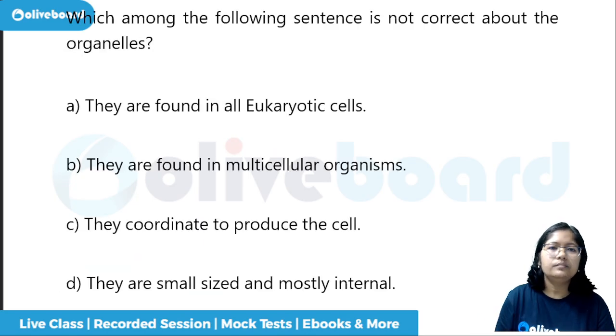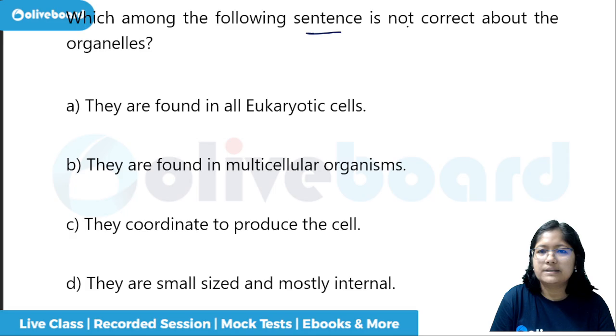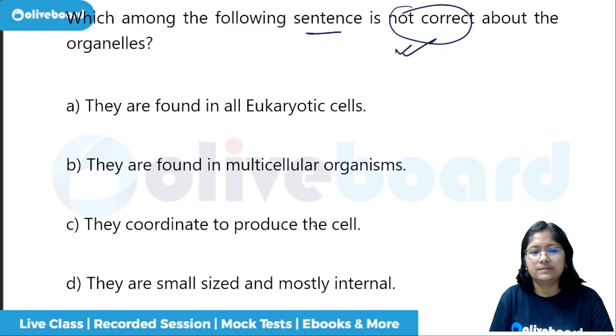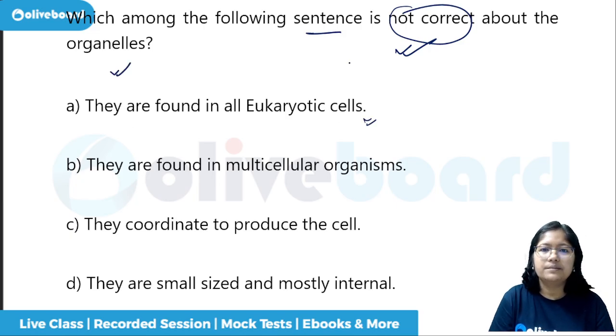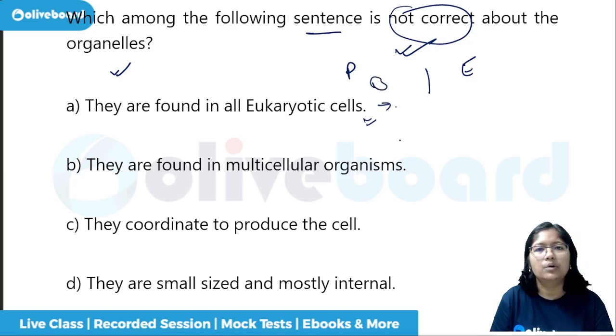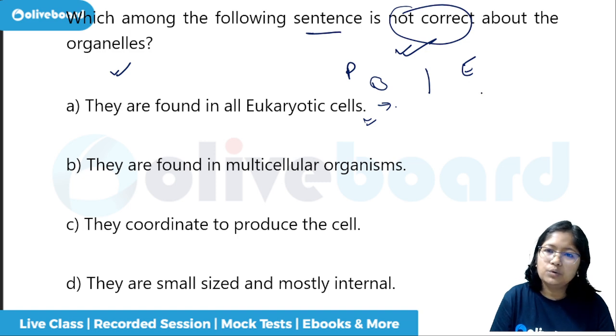Endocytosis. Which among the following sentences is not correct about the organelles? They are found in eukaryotic cell, prokaryotic cell, eukaryotic cell. Okay, prokaryotic cell, only thing is that the nuclear membrane and other membrane bound organelles are not present. Eukaryotic cell, everything is fine. They have all the structures needed. All the organelles, membrane bound organelles, they will have.